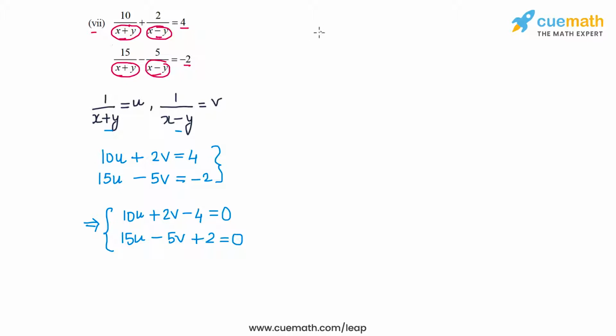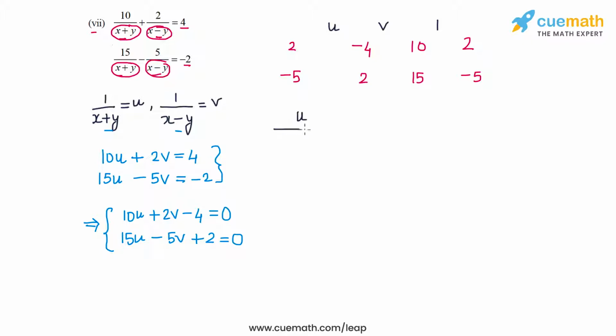Okay, so let's apply cross multiplication now. So we have u, v and 1, and then the coefficients are b1, b2, so that's 2 and minus 5, c1, c2, that's minus 4 and 2, a1, a2, that's 10 and 15, and then b1, b2 again, so that's 2 and minus 5. Now if we apply cross multiplication, what do we get?